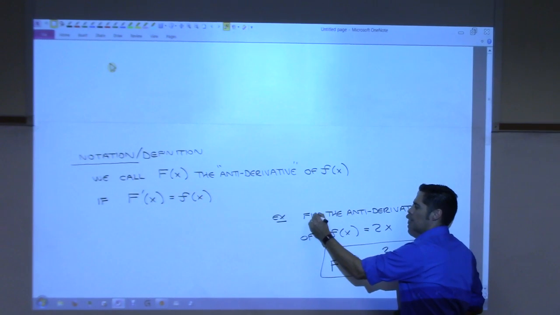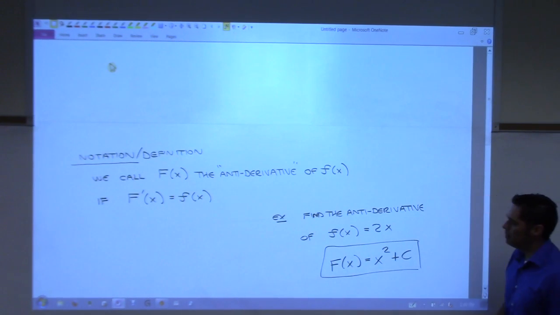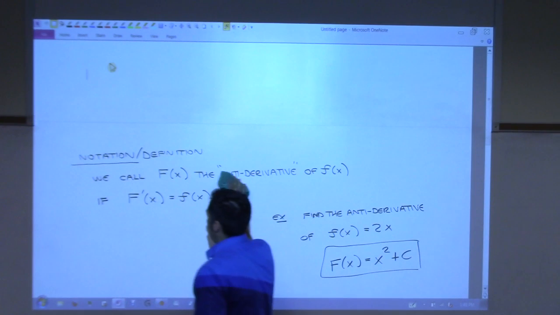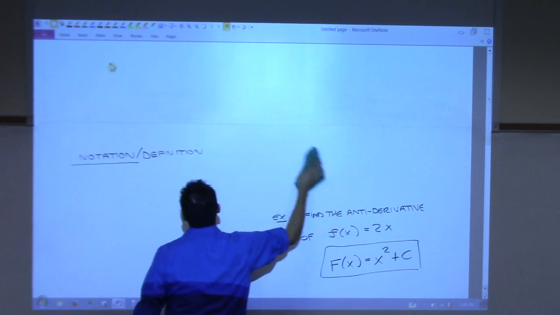Find the antiderivative of 2x. Any questions on that notation or the definition? All right, let me give you another one.